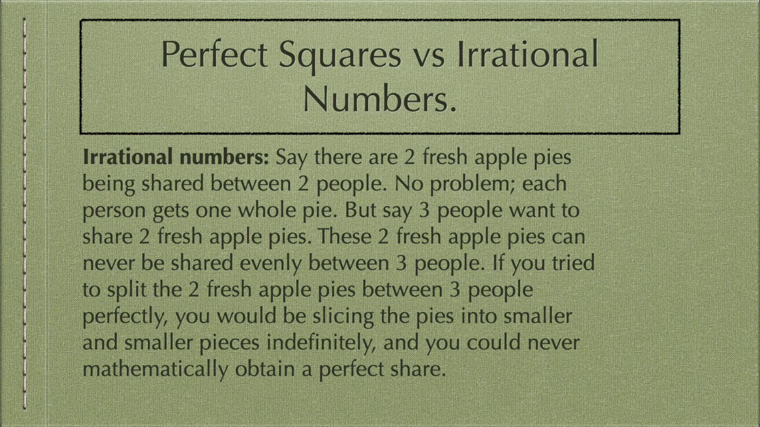Perfect squares versus irrational numbers. Say there are 2 fresh apple pies being shared between 2 people. No problem. Each person gets 1 whole pie.